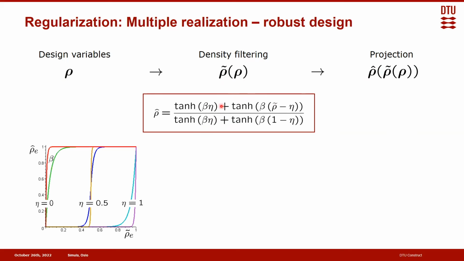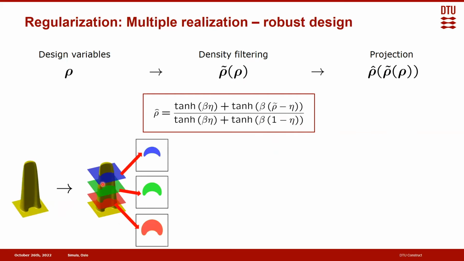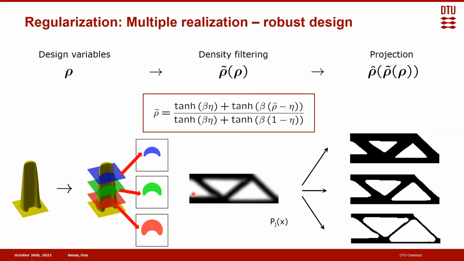So basically, you can think of the smooth projection as us just moving around a smooth Heaviside function. The cutoff is determined by eta. Beta gives us the sharpness. So that means we can have one filtered design looking like this. We can cut it at different eta levels, and that's going to give us different under-edged and over-edged results. And if you look at a simple cantilever beam example here, this is what it corresponds to.